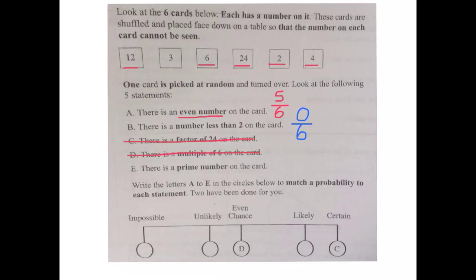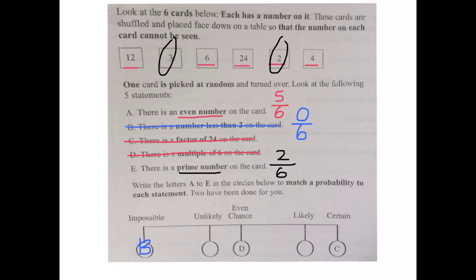And E, of the 6 cards, this time we're looking at how many of them have a prime number on the card. So a prime number can only be divided by itself and 1, and we've got 2 and we've got 3. So there are 2 numbers that are prime numbers. Right, let's sort them now onto our probability line. So the statement that is impossible, meaning there are 0 chances in 6, is statement B.